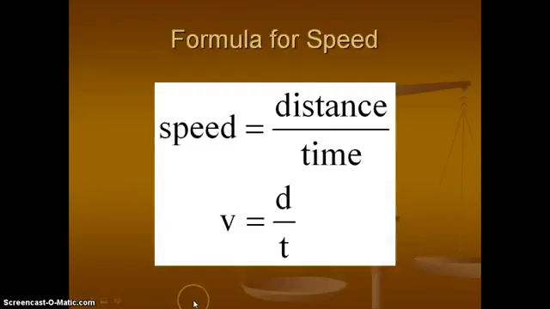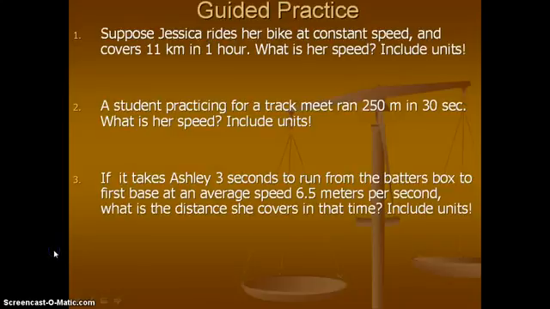The formula for speed is distance over time. You can write that as V equals D over T. Now V stands for velocity, and it's just easier than S because S stands for seconds. We're going to do some guided practice speed problems together.